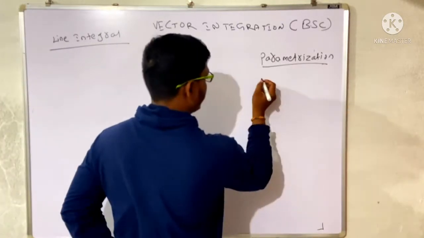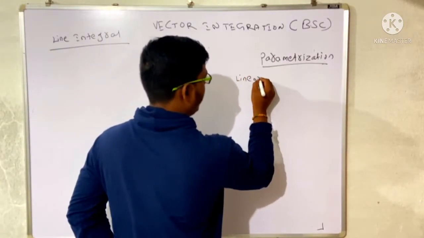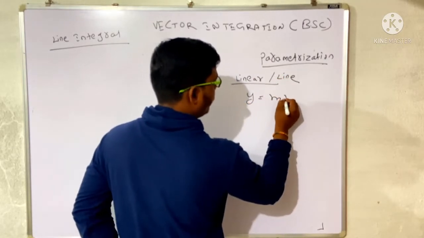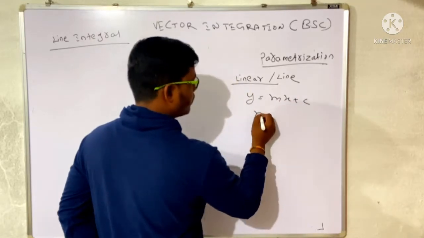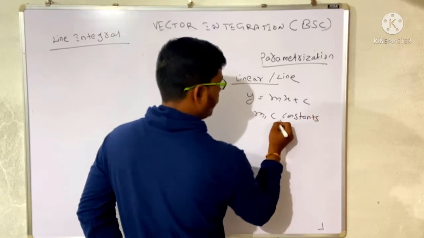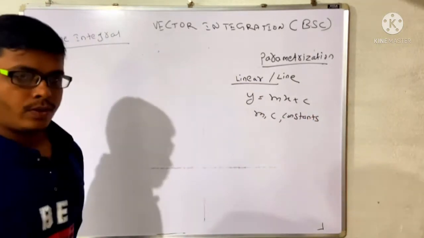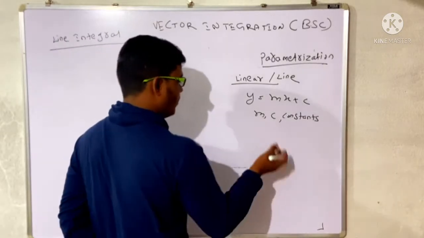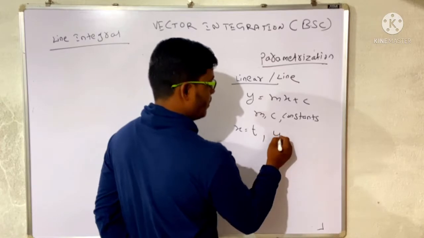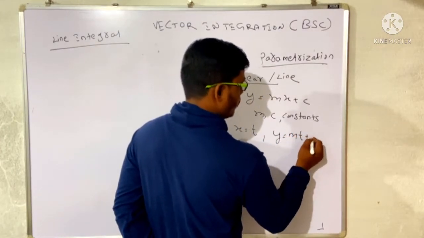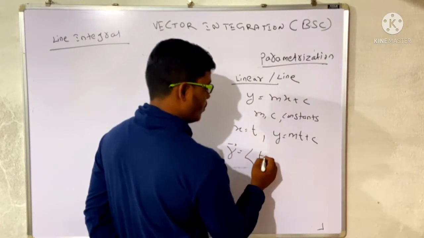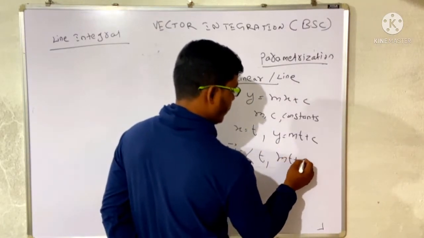Suppose a line is given, a linear path. What is the line? y equals mx plus c. m and c are constants that are given to you. The m is your slope and c is your constant, which depends upon the intercept. So if x is t, then y will be mt plus c. This is a two-dimensional path.